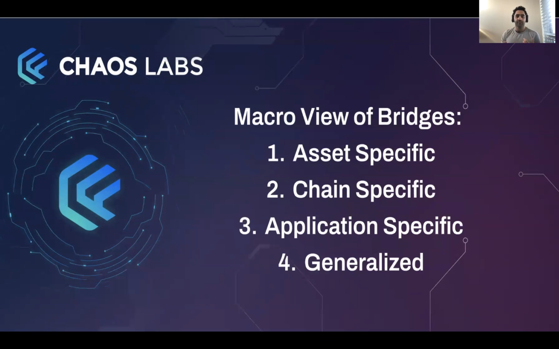Cool. So there are a couple of different ways that we can view this whole world of bridges. The first way that we're going to look at it is from the perspective of the user. From the perspective of the user, it can be broken down into several different subsets or vectors. The first one is asset specific. So you can have a bridge that's specific for one or two types of assets.